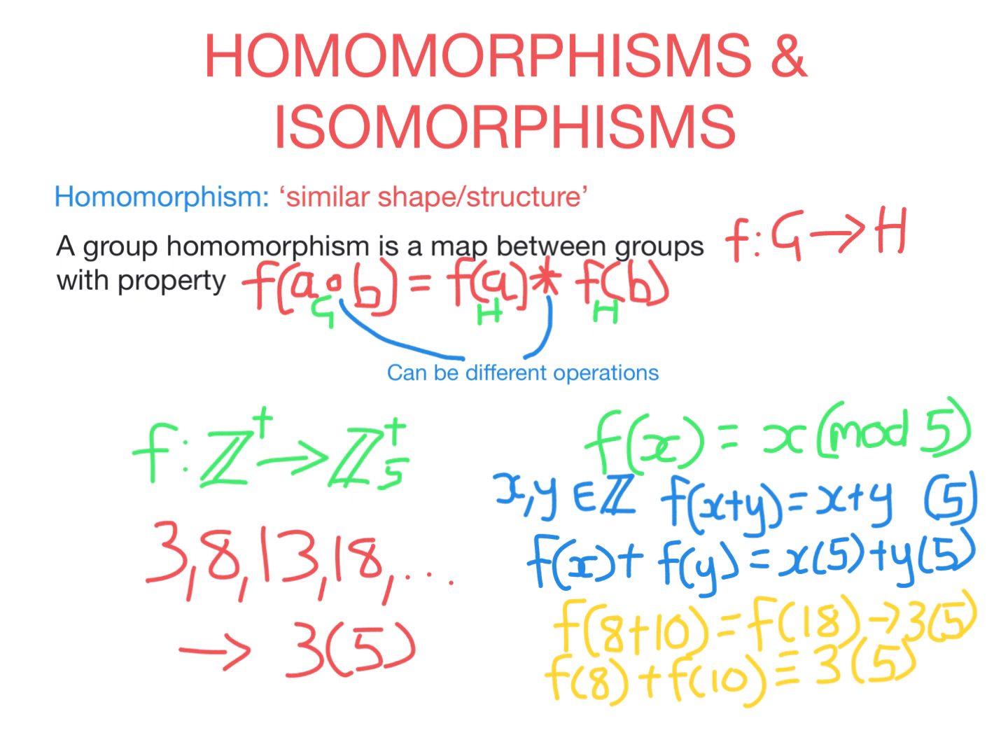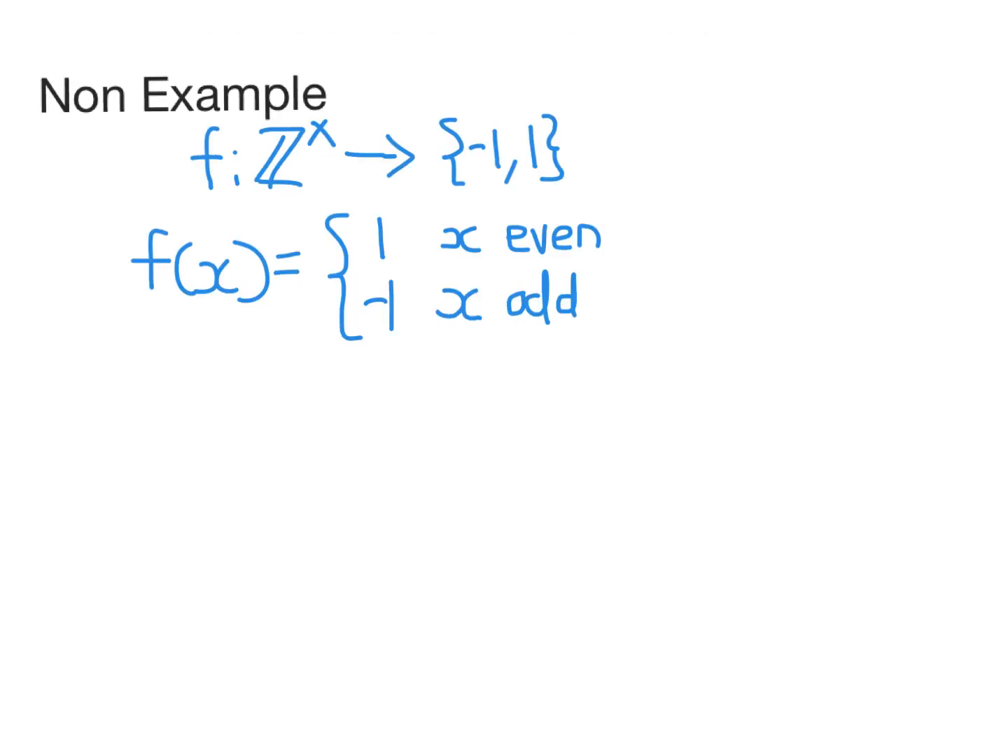All right, let's now look at a non-example of a homomorphism. So here we have a map between two groups. So this is the group of non-zero integers under the operation multiplication. And this set here has two elements. It forms a group also under multiplication. So the map from this first group to the second group is defined here.